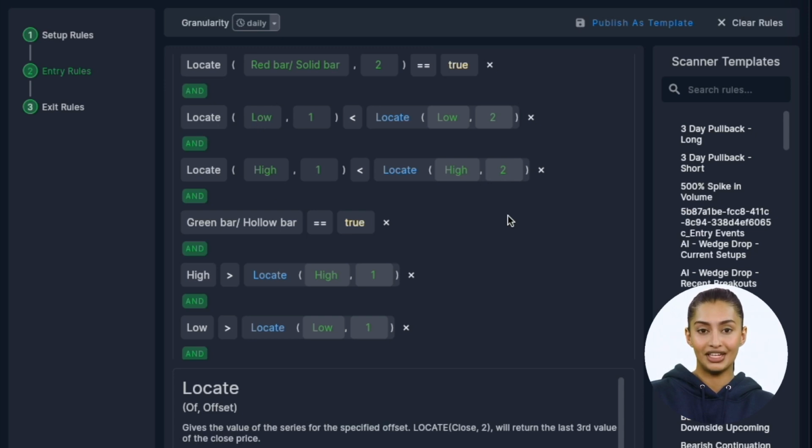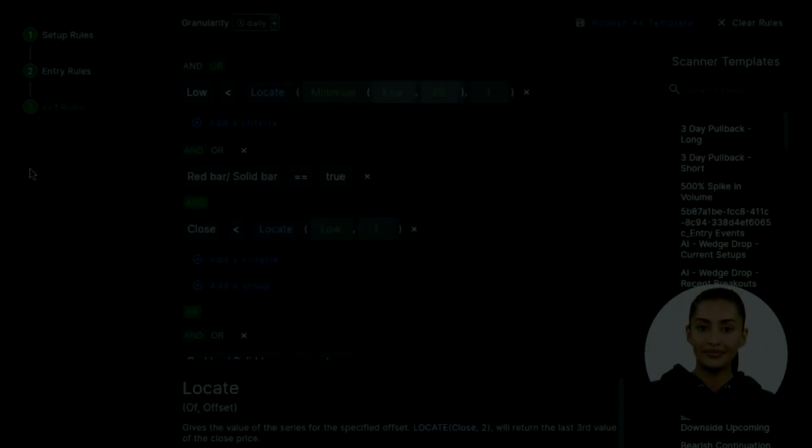I have kept the conditions intentionally a bit strict, as I want to increase the probability of success by ensuring a good quality reversal bar. This will take the position on the next day market open after the green bar, since I am working with daily granularity bars even for my entry rules.